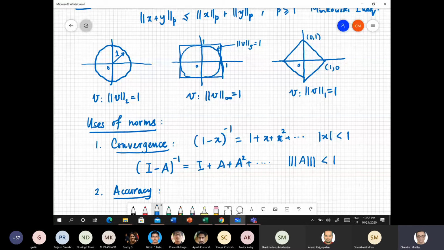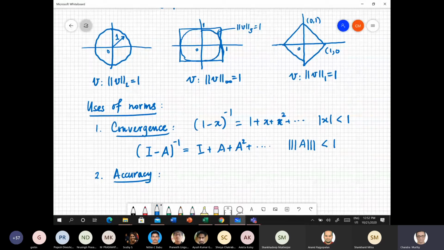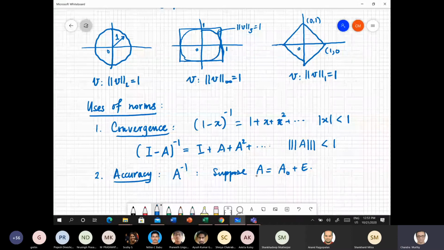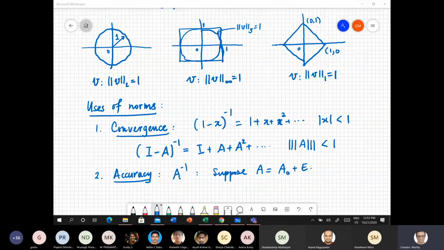When we look at stability of matrix computations, suppose we want to find A inverse, but instead the entries of A are noisy, and so what we get to see is A equal to A naught plus E. And so what we've done is we've computed A inverse, but what we really want is A0 inverse. Then we want to know what is the potential error that we've incurred by computing A inverse.